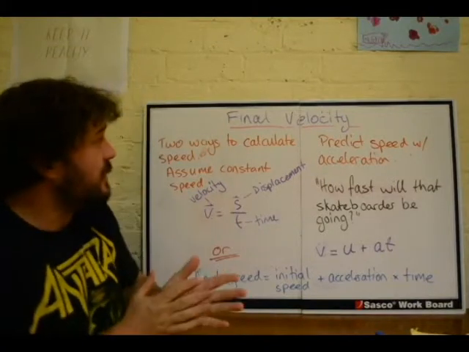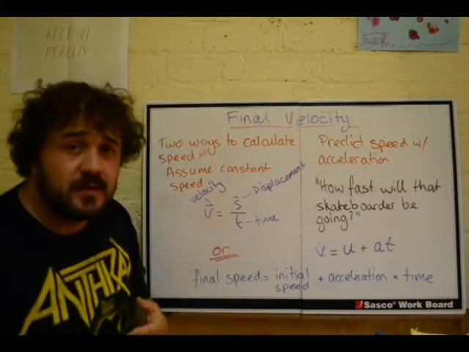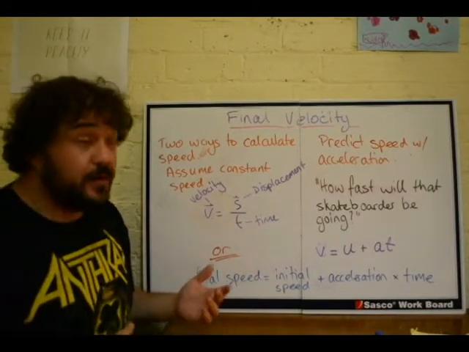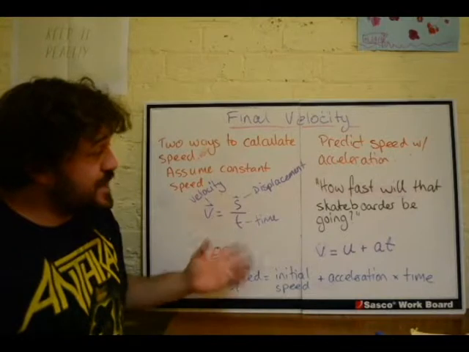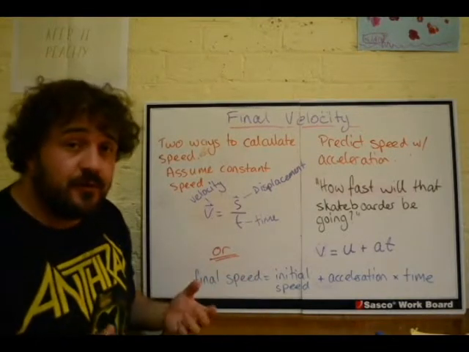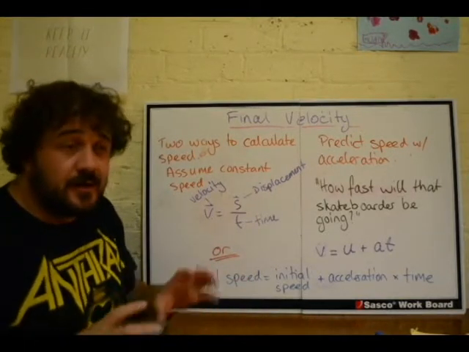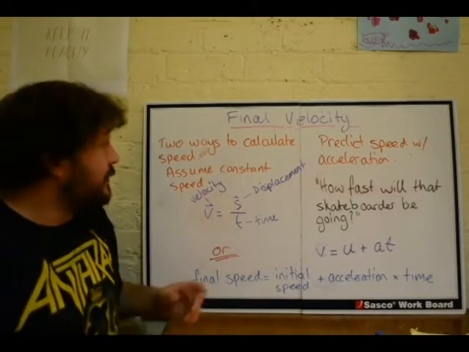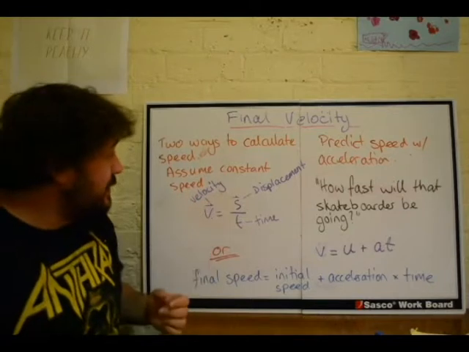Alright physicists, so we're going to have a quick look at how to calculate the final velocity. Now we're going to be using variations on a formula that we already know, so you're going to have to get your head around rearranging an equation again. Okay, so there are two ways to calculate speed.